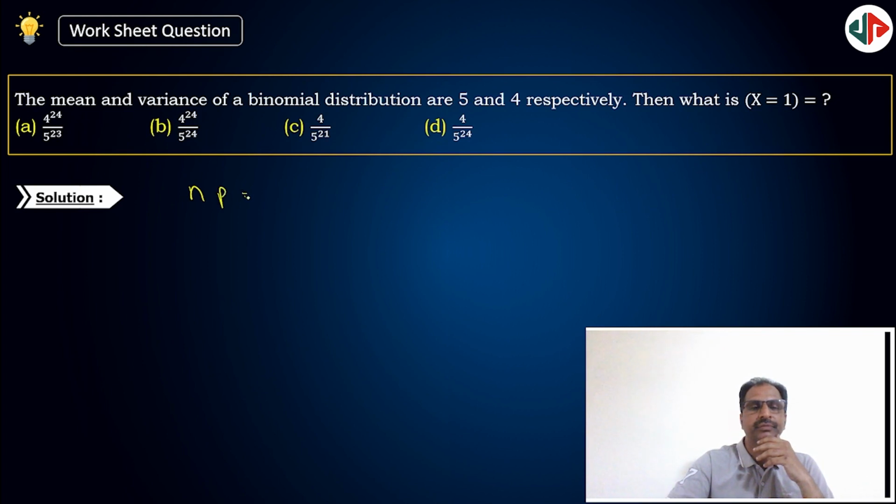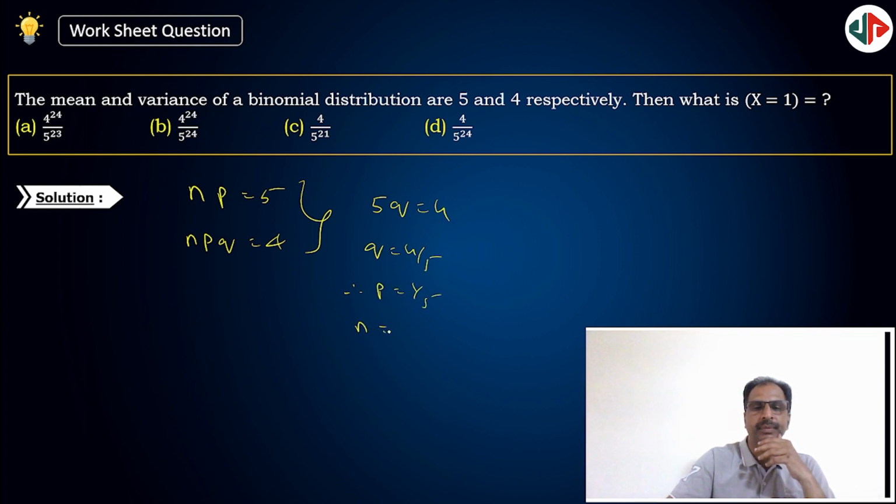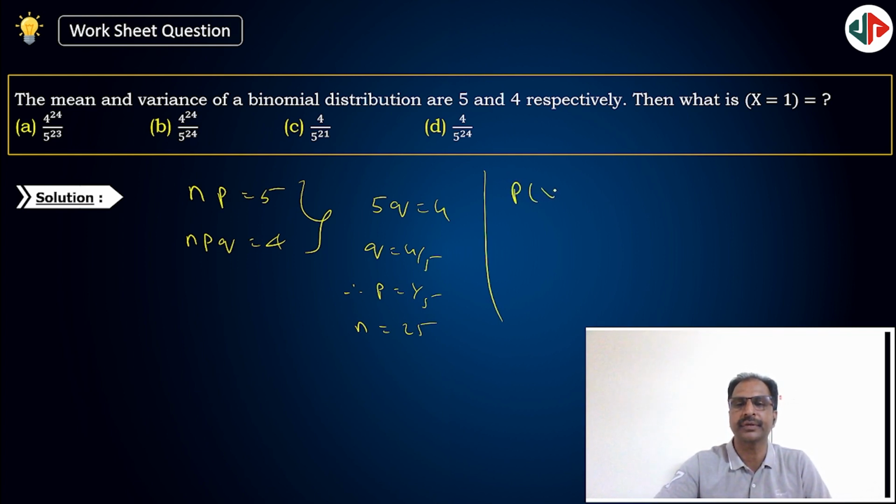Mean is 5, variance is 4. From this, 5q is equal to 4, q is equal to 4 by 5. Therefore, p will be 1 by 5. So n will be 25. I think the question should be P of X is equal to 1. P is missing there. So nC1, p power 1, q power n minus 1, n is 25.